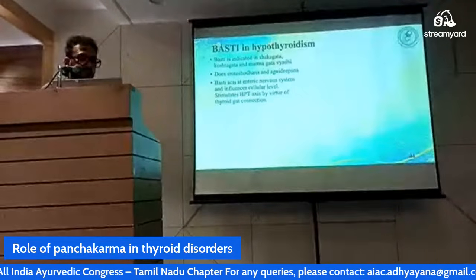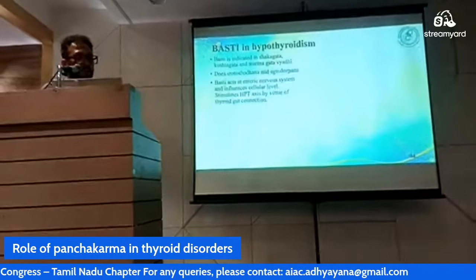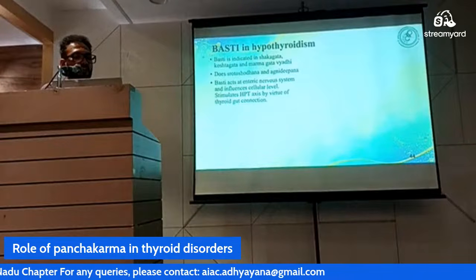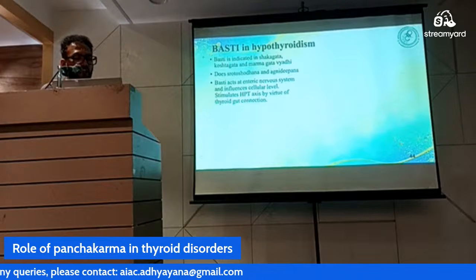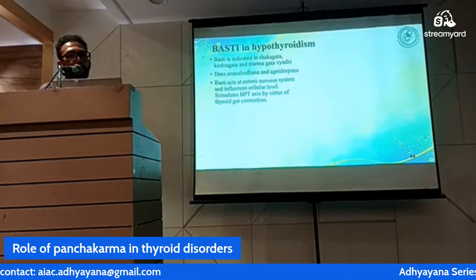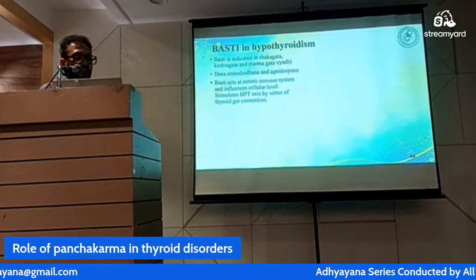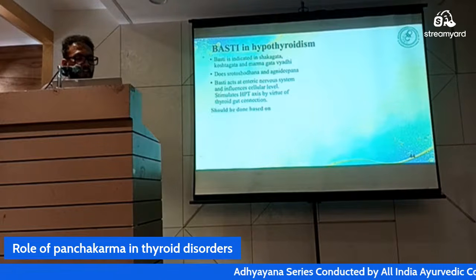Why? Basti does Shrotoshodhana and Agni Deepana. Basti acts at the autonomic nervous system level and influences the cellular level. It stimulates the HPT axis, the hypothalamo-pituitary-thyroid axis, by virtue of the thyroid bed connection.